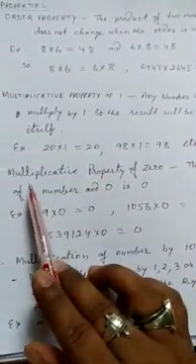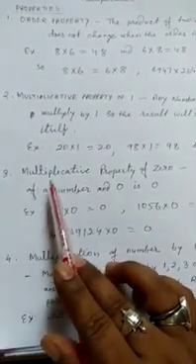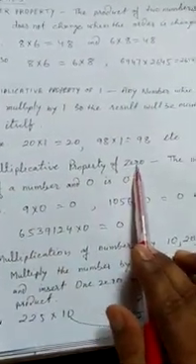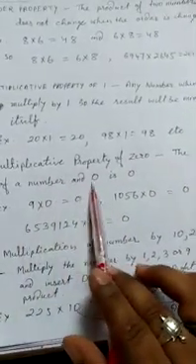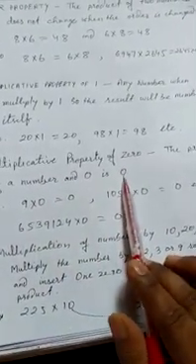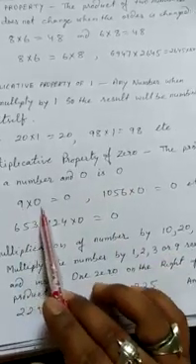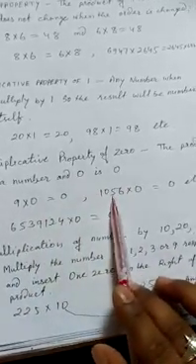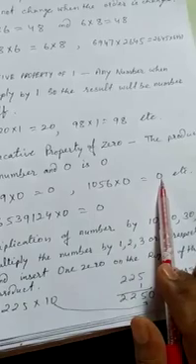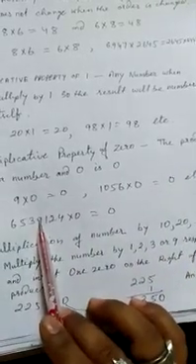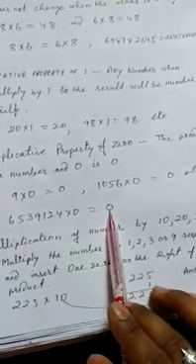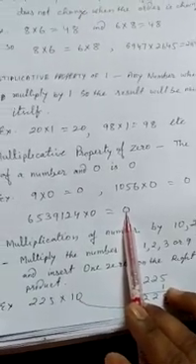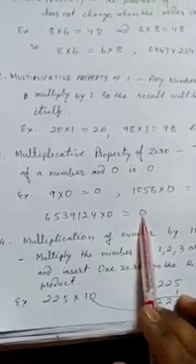Then another property, number 3, is the multiplicative property of 0. As you know, the product of any number with 0 is always 0. Suppose 9 into 0, so 0. 1056 into 0, then also 0. So if any number is multiplied with 0, the result will be 0 only. This is another property.